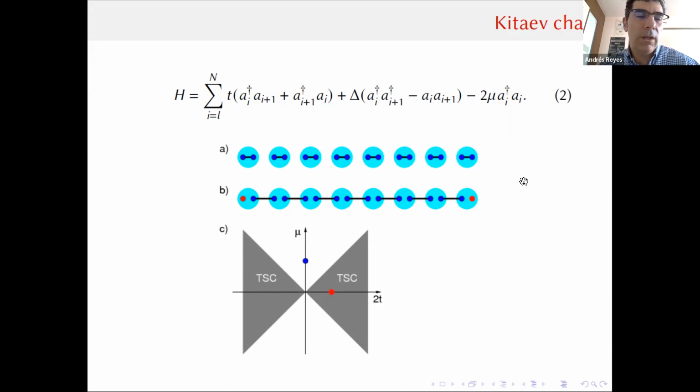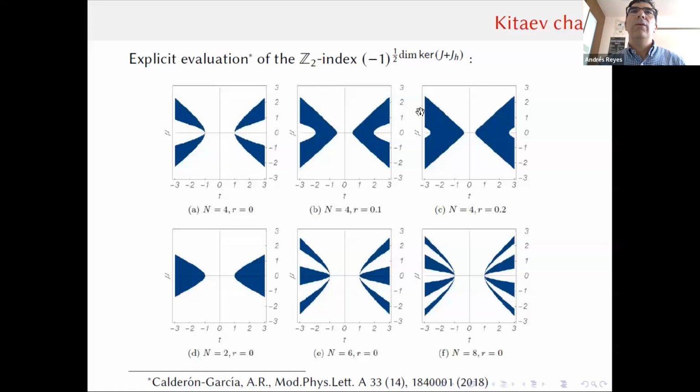But Kitaev gave a definition of this index in terms of the parity of the ground state, and one can show that these two definitions just agree. So now let me show you what one can do for an explicit computation of that index.